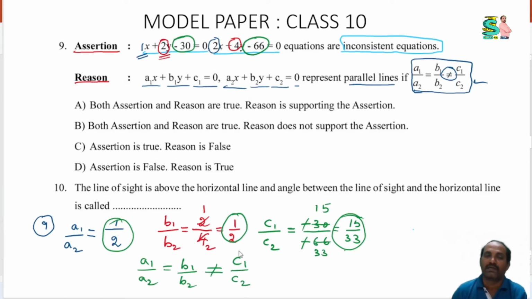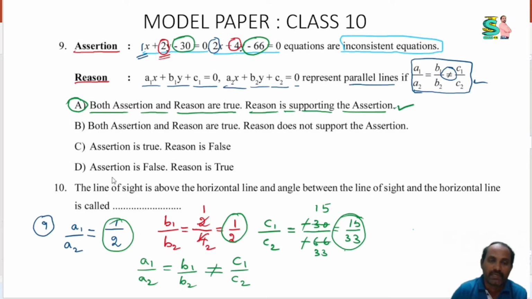That's why both are correct. Assertion and reasoning both are true. So first one, both assertion and reasoning are true. Reason is supporting the assertion. This one is our answer. Correct. So first one only is our answer.